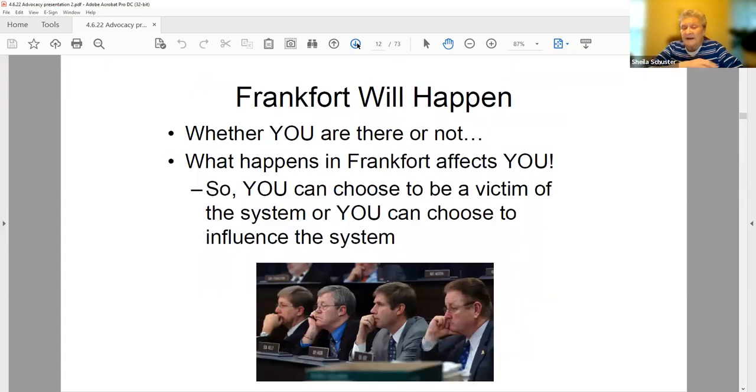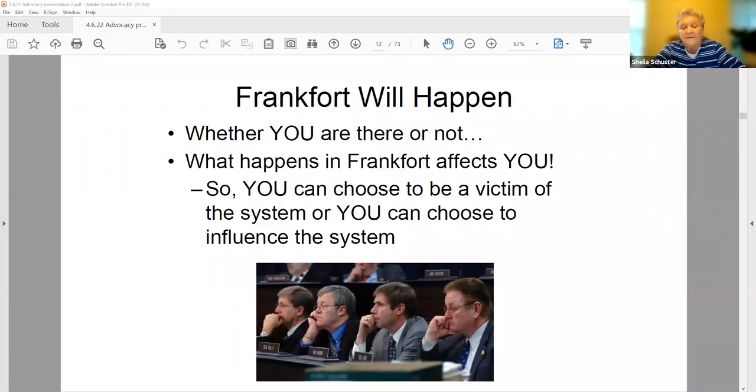So this is kind of my therapy slide. If I were seeing you in therapy and you came in week after week talking about the same situation, the same group of people that were causing you angst, and after several weeks or several months of that, I would probably say to you at some point, listen, you have to choose to either remain a victim of this situation or you have to choose to influence that system.